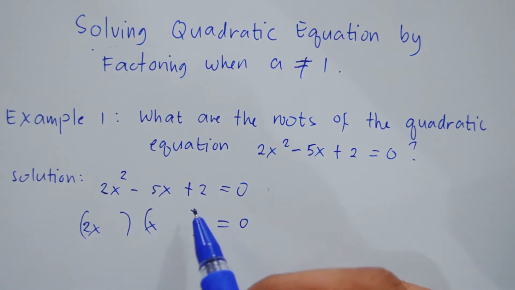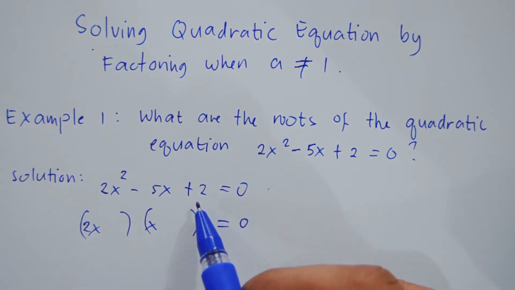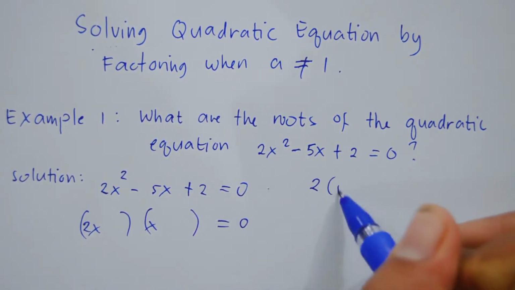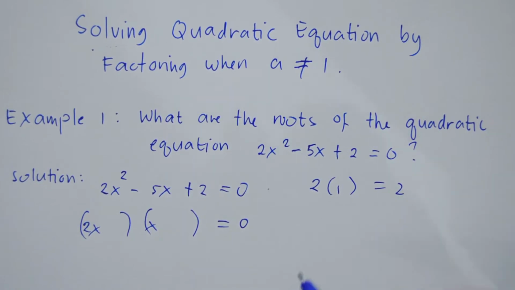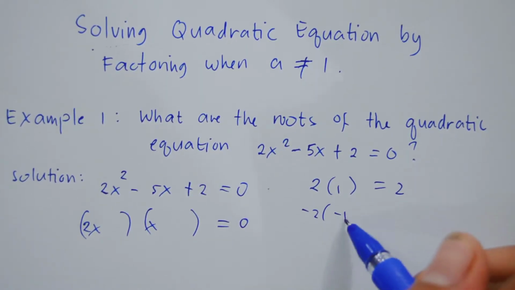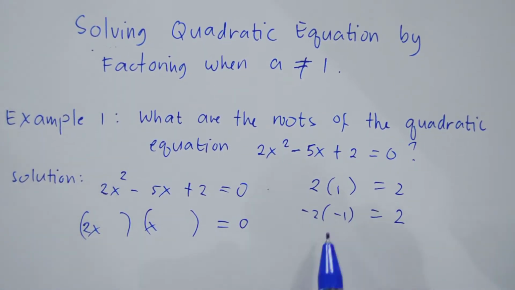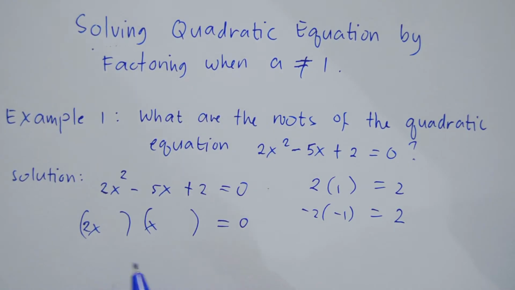Okay, so then we are going to list the factors of 2. So we have 2 times 1, the result is 2. Then negative 2 times negative 1, the result is positive 2. So these are the two. Which of these two factors of 2 are we going to put inside the parentheses? So let us use the trial and error method.